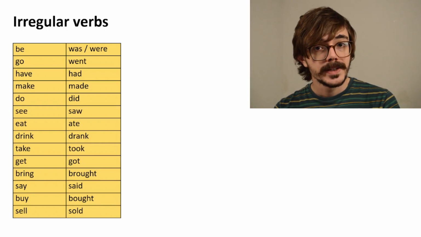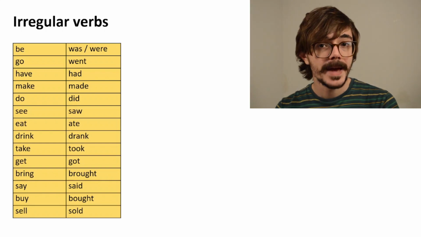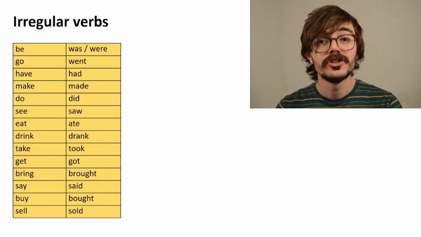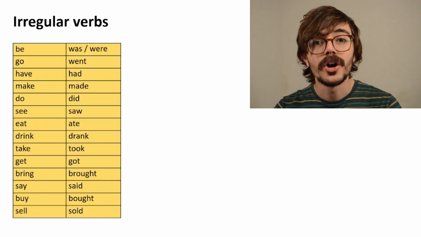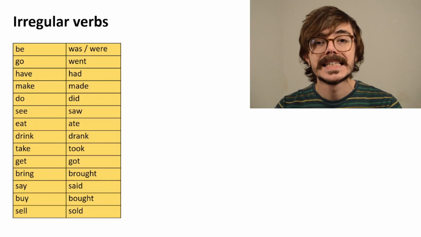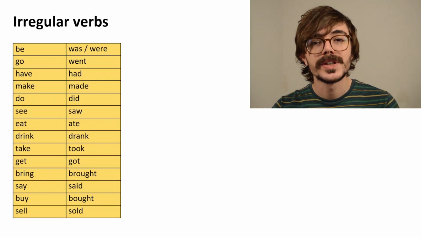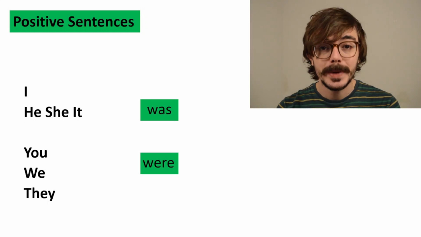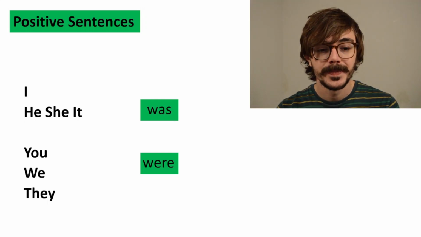Go, went. Have, had. Make, made. Do, did. See, saw. Eat, ate. Drink, drank. Take, took. Get, got. Bring, brought. Say, said. Buy, bought. Sell, sold. So how do we make a positive sentence with the verb to be in the past simple?